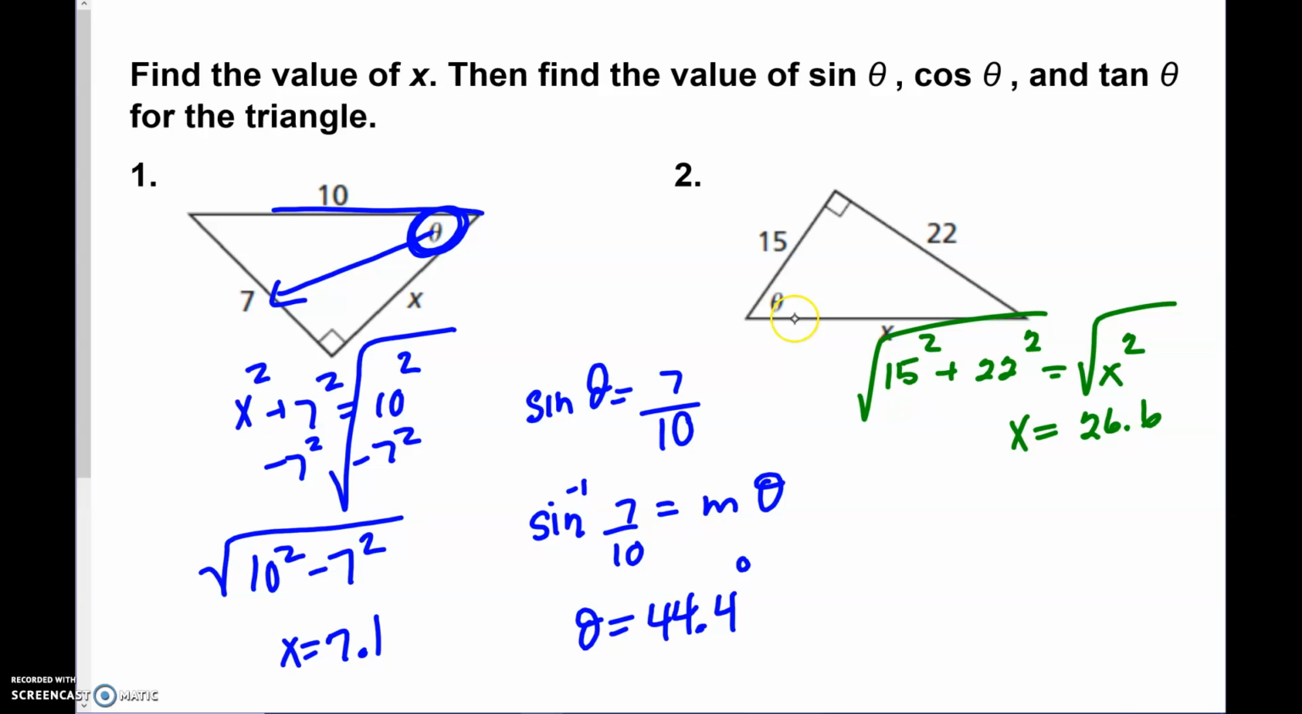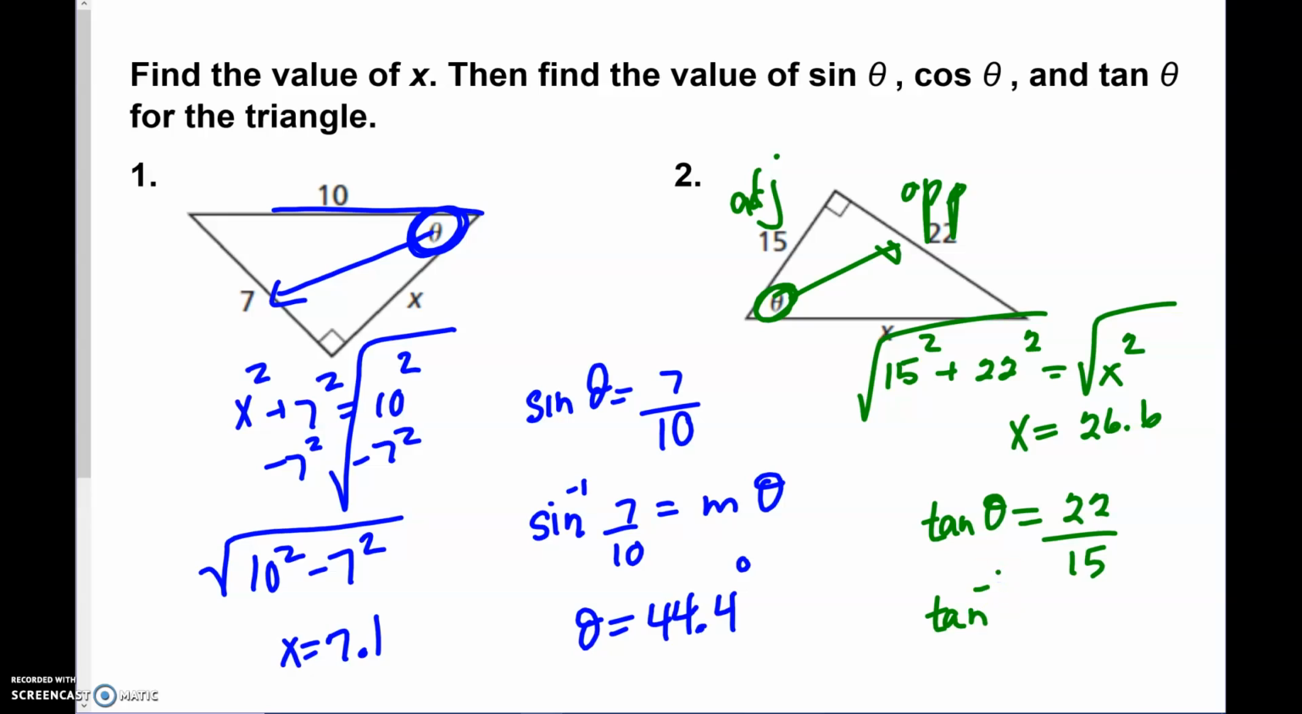All right, so now if I'm going to find theta, from theta, what do I know? Well, this is the side opposite, and this 15 is the side adjacent. So what ratio has opposite and adjacent in it? We're going to be saying the tangent of theta is opposite 22 over 15. And because we're looking for an angle measure, the inverse tangent of 22 divided by 15 is going to give me the measure of theta.